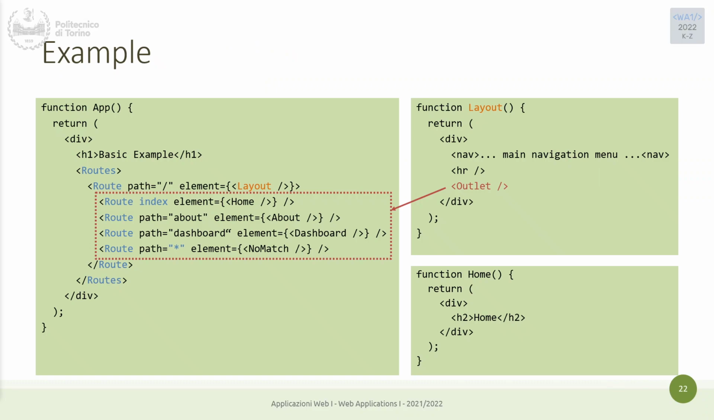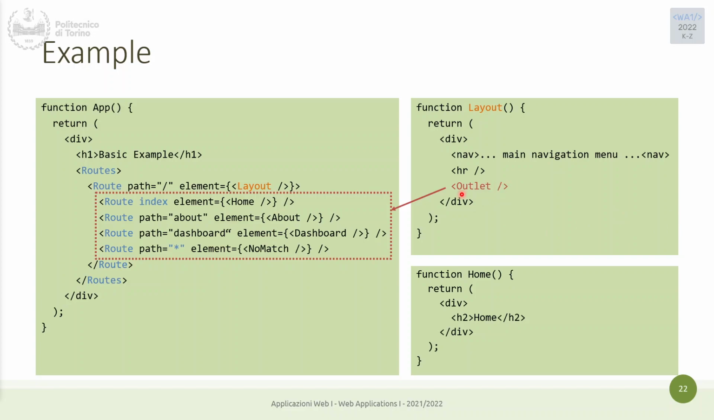Okay, here we have another example, a little bit more complete. We still have the main path here, and an index element, which, as you can see, doesn't have a path. What happens here is that we always render the layout component, which is the top element on the slash. If you write /about, you will have the about component always rendered in the outlet. Or if you specify the dashboard, you will always have this element here.